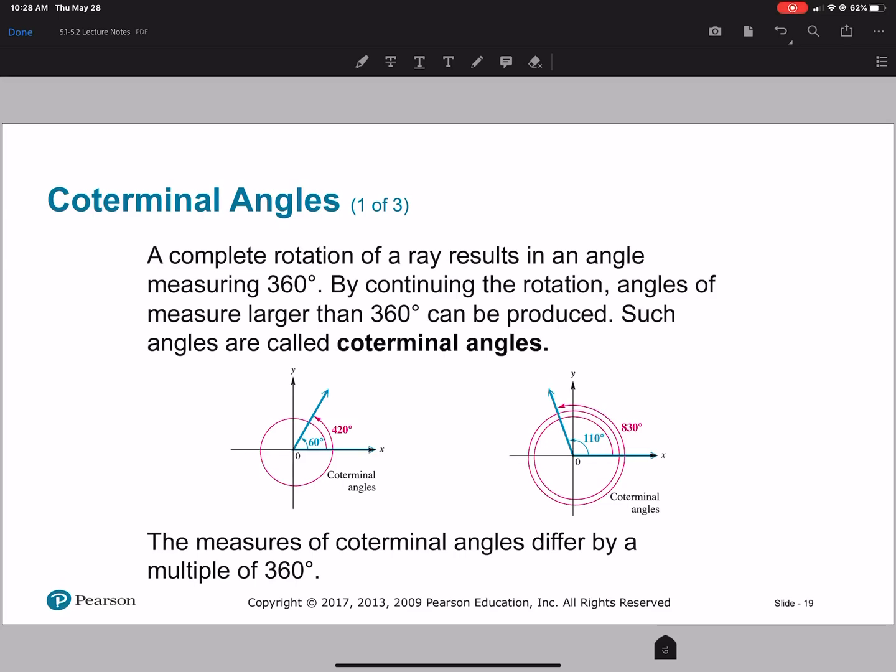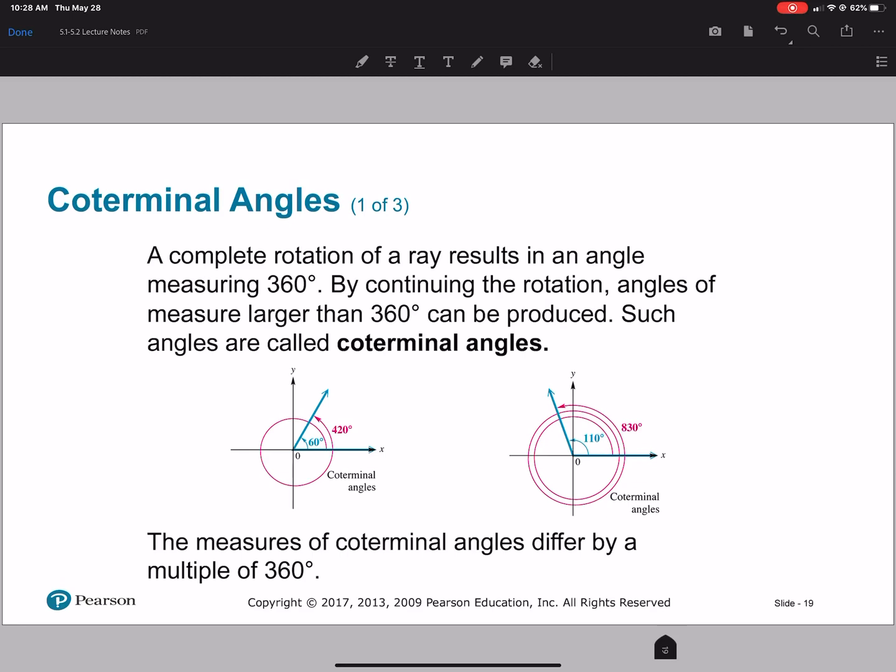So coterminal angles. A complete rotation of a ray results in a measure of 360 degrees. By continuing the rotation, angles with measures larger than 360 can be produced. Such angles are called coterminal angles. So basically, by adding 360 degrees, you can find an angle that shares the same terminal side after a complete rotation of 360.